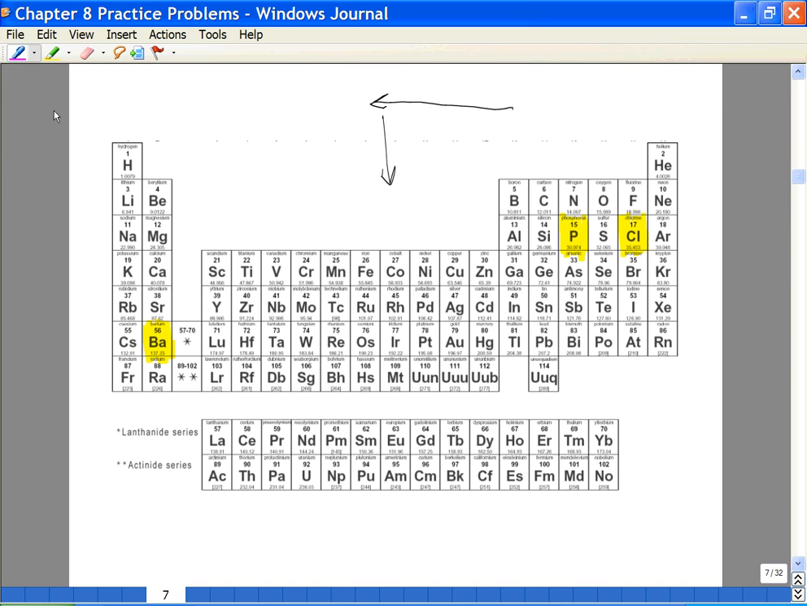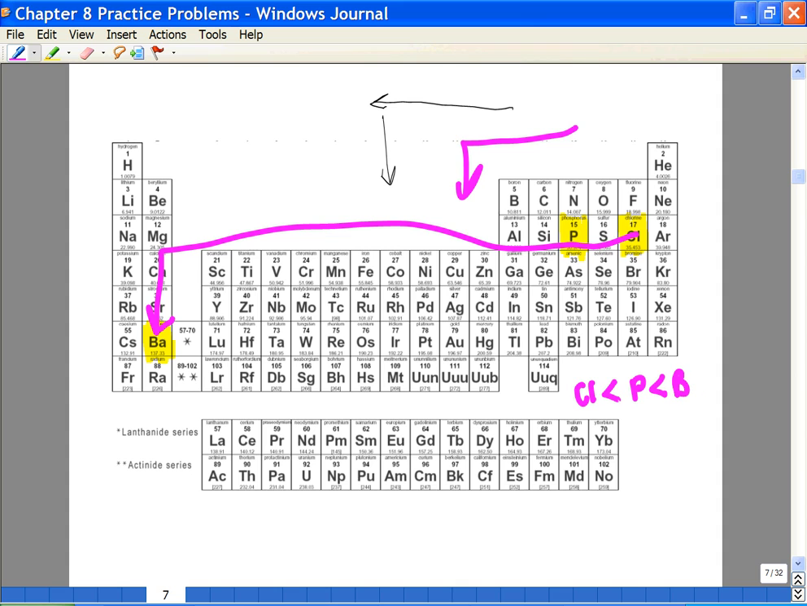So if we're going in this direction from smallest to largest, then this is the direction that we can follow to place our elements in order of increasing size. So chlorine would be the smallest, phosphorus would be next, and then barium would be the largest.